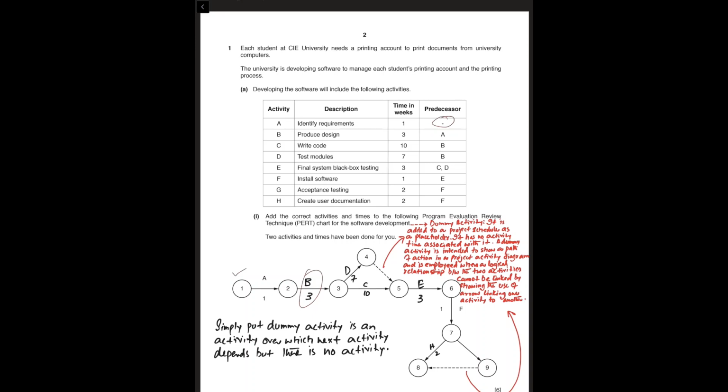So it is an activity which is not an actual activity, nor does it have any sort of time associated with it. Afterwards, E goes further, ends at node 6, and at node 6 F starts, whose predecessor is E. Afterwards G and H work, and they both have the same predecessor. Now this brings the idea of dangling nodes.